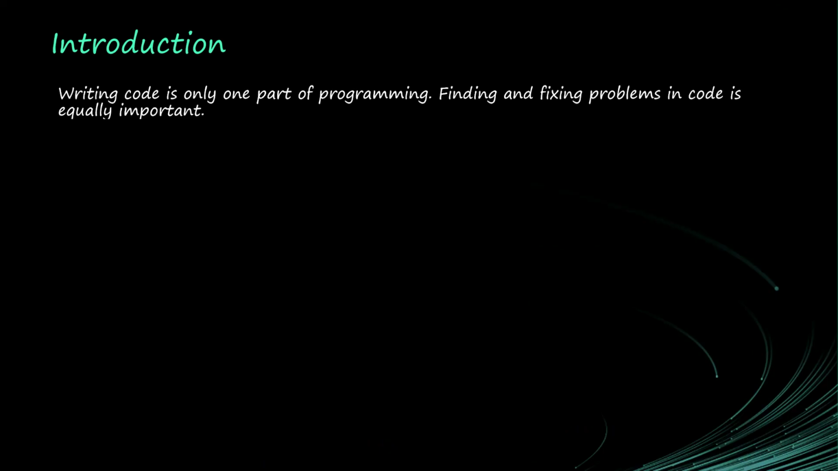Writing code is only one part of programming. Finding and fixing problems in code is equally important. It's even as important as writing the code, or even more important, because most times when you write code, you will actually have issues, you have errors. So how do you fix these problems? The process of fixing the problem is called debugging. You might have logical errors. Your code is not working as expected. What do you do? You have to debug it. You have to find the problem and then fix it.